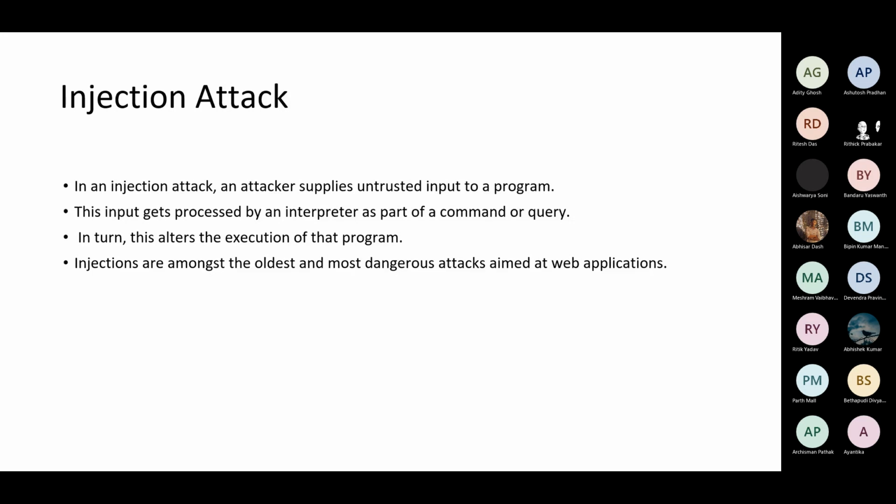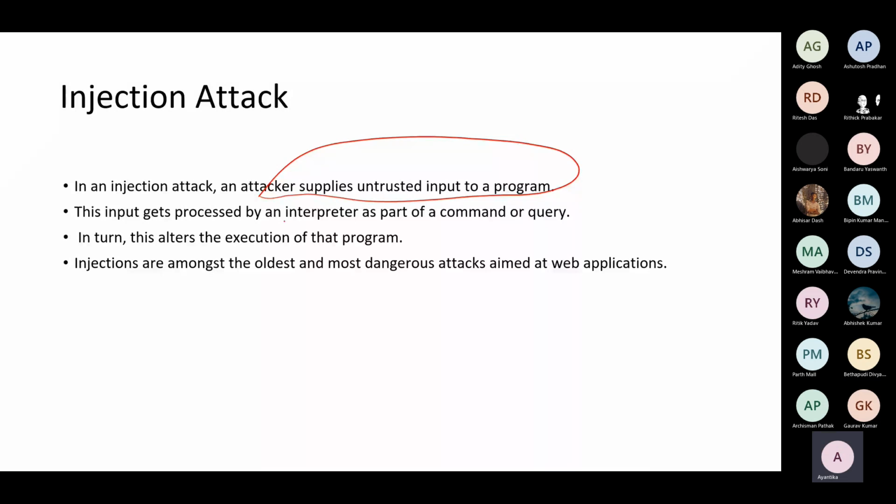So what do we understand by injection attack? In an injection attack, an attacker supplies untrusted input to a program. This input gets processed by an interpreter as part of the command or query. In turn, this alters the execution of that program. Injections are among the oldest and most dangerous attacks aimed at web applications. Now we will answer these one by one.